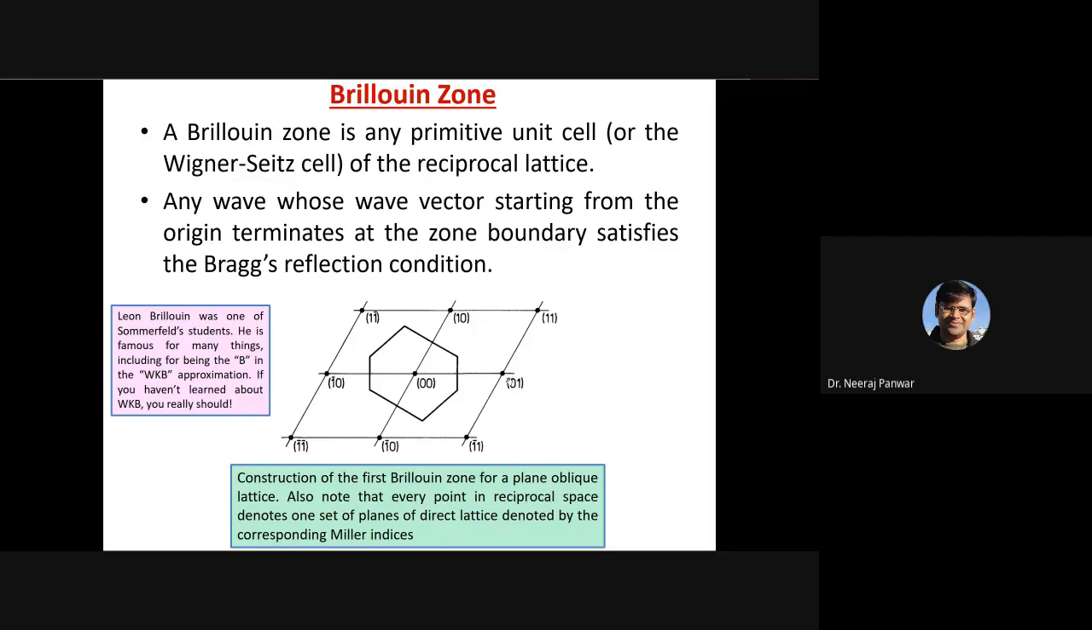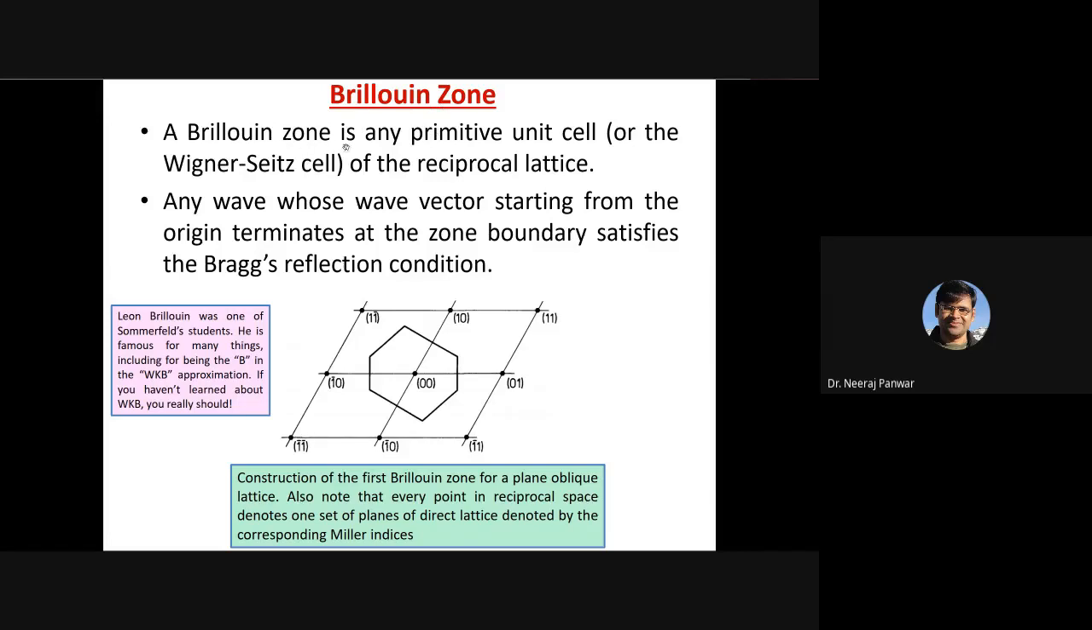So here 0, 1, this point represents all the 0, 1 planes which are parallel to each other. Here this point represents 1, 1, 1, 1 plane, 1, 1 lines in the direct lattice. And from this arrangement of points in the reciprocal space, we can define the Brillouin zone.